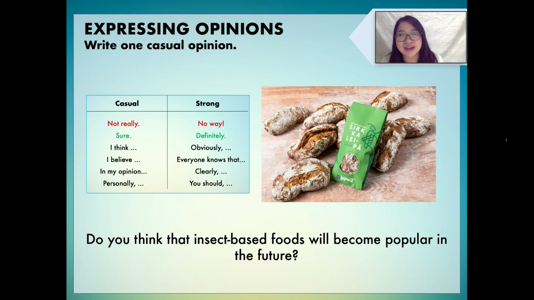Let's practice writing one casual opinion in your notebook. I want you to choose one response, agree or disagree, and then choose one sentence structure. Then write your complete opinion in your notebook. Okay, when you're ready, go ahead and try to think of your opinion. When you come back, we'll look at the next prompt.